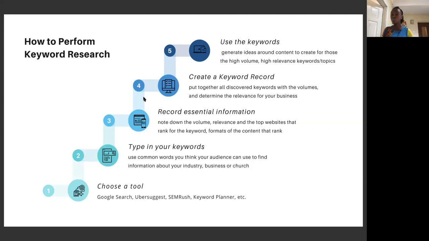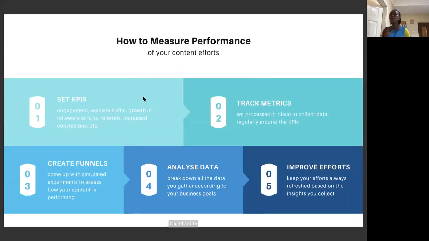So that's how you do your keyword research. You use the tools, you record the information, you choose which keywords are relevant to you, and then you go ahead and generate and brainstorm the content around that particular keyword. Now we have looked at how to create content. We have looked at how to curate the content. I've taken you through how to do the keyword research. Now let's look at how you can measure the performance of your content after you have created it.